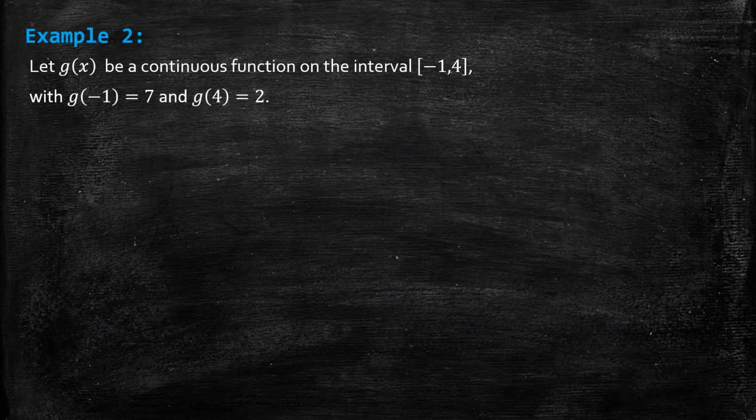So in example 2, we don't really have any context here. This is a classic IVT problem. Let g of x be a continuous function on the closed interval -1 to 4, and we are given the value of g at the endpoints. And as always, we will graph it before diving into the question. So at -1, g is up here at 7, and at 4, g is down here at 2. And we know it's continuous, so let's just make up a function right now to put in there.